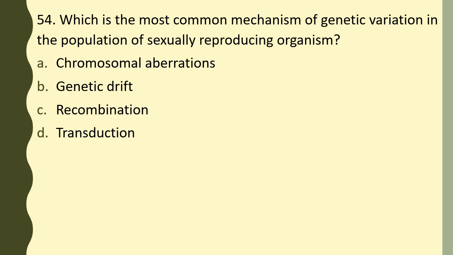Question number 54. Which is the most common mechanism of genetic variation in the population of sexually reproducing organisms? Chromosomal aberration, genetic drift, recombination or transduction. Correct answer is option C, that is recombination.